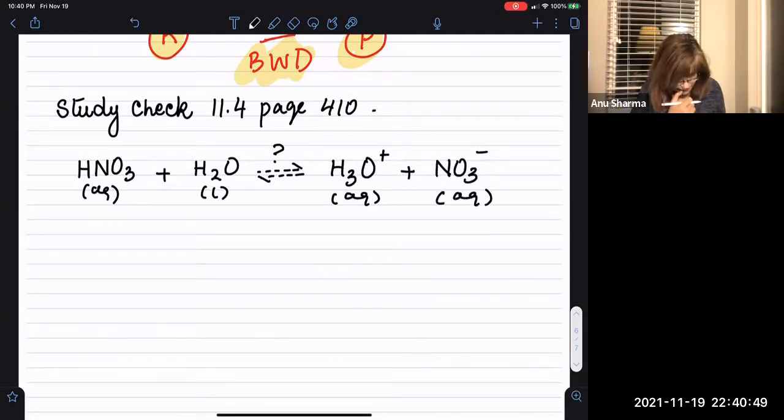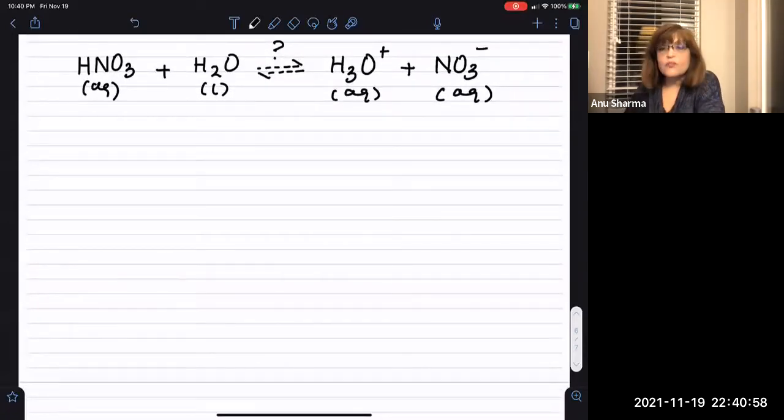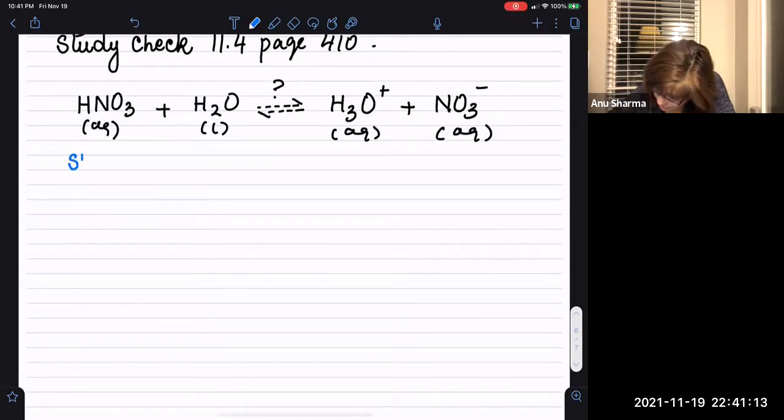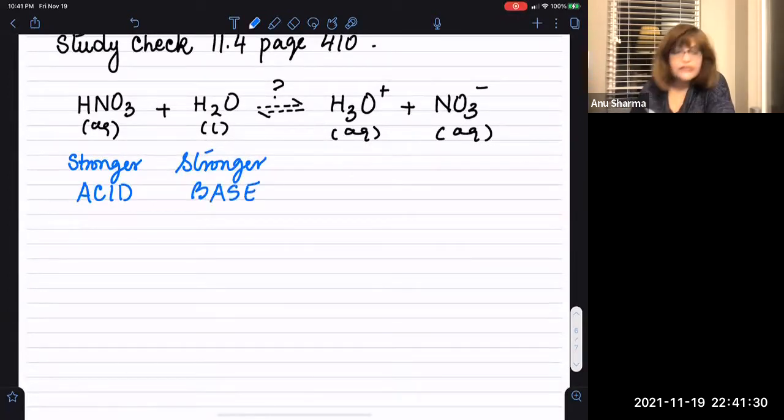Okay, so now what does it contain more? Or what is the direction of the equilibrium? Or what does it contain more, acid or like the products or the reactants? So here we are going to look at the nitric acid. As I said, nitric acid is a strong acid. So if you identify the acid, this is the stronger acid. Then it's reacting with something that is equally strong as a base. I mean, water is not a base, but it's equally strong.